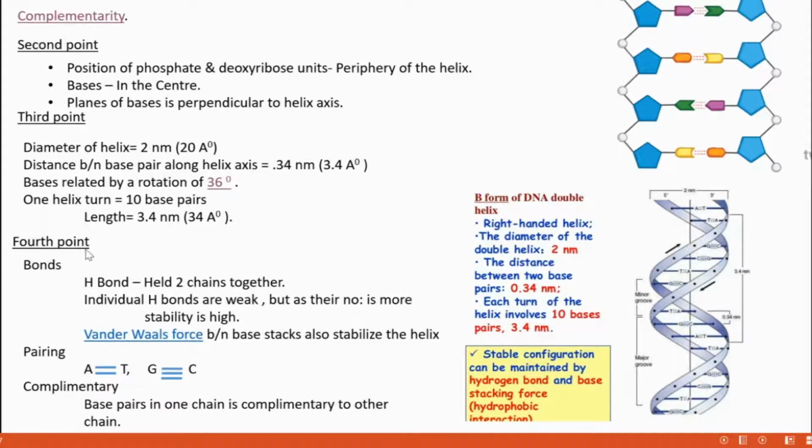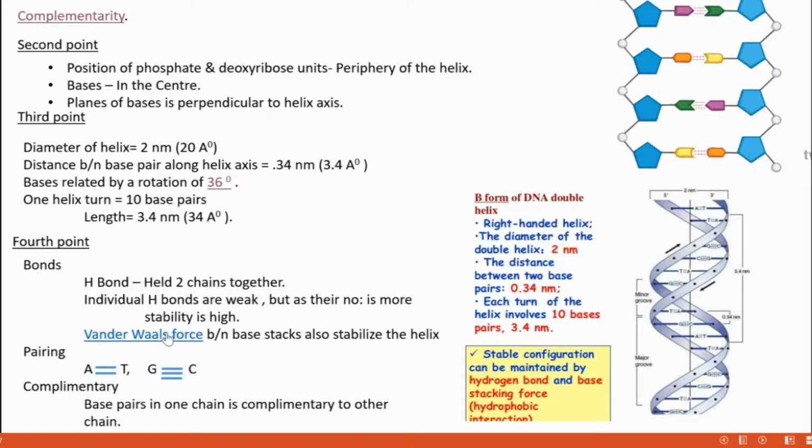Then fourth point regarding the bonds. We know, it's very clear, that between the bases hydrogen bonds exist. If we consider a hydrogen bond individually, we know it is a very weak bond. But as so many hydrogen bonds exist throughout the helix, that gives some stability or strength to the structure. And along with this, van der Waals force is also there.